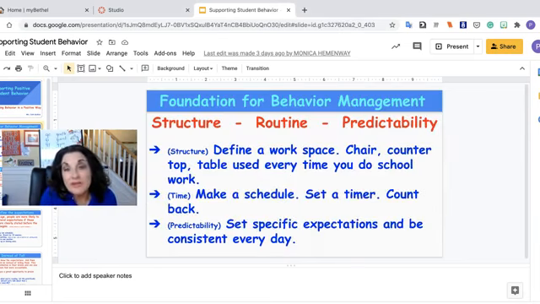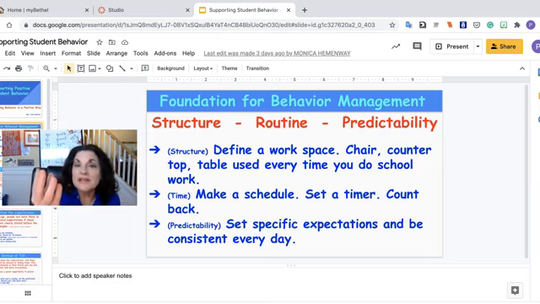The cornerstone of any behavior management system is threefold. It's structure, routine, and predictability. And these things overlap. So when we structure a space, we define that space, or we can define time. I think of structure as a little fishnet. So we have control and maybe we let some go and then we bring it back and get control again.